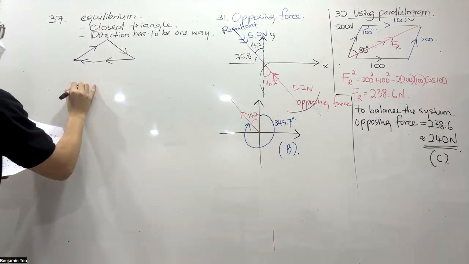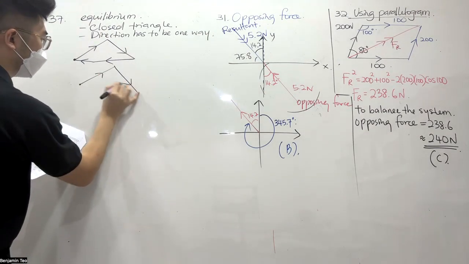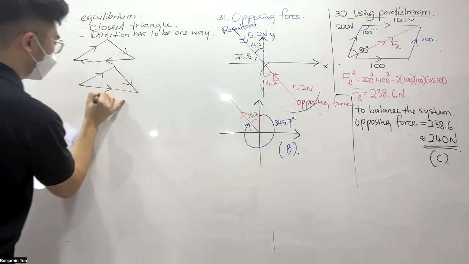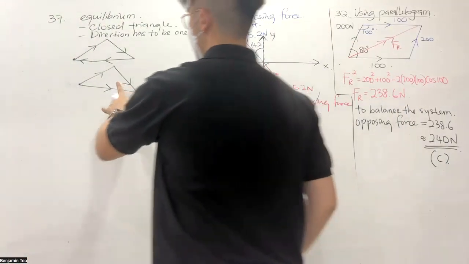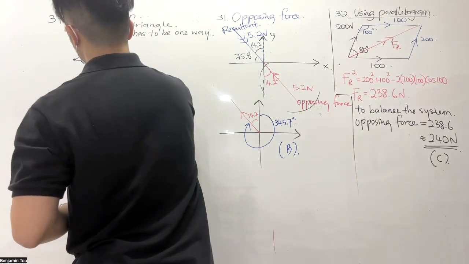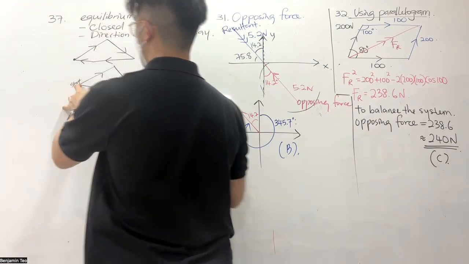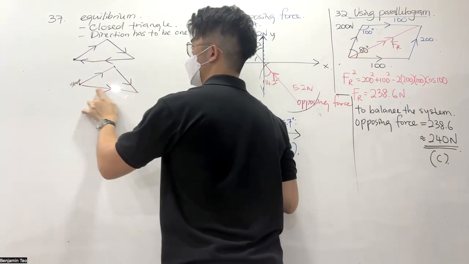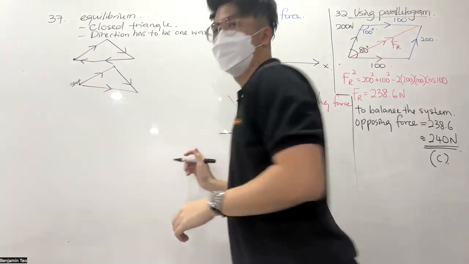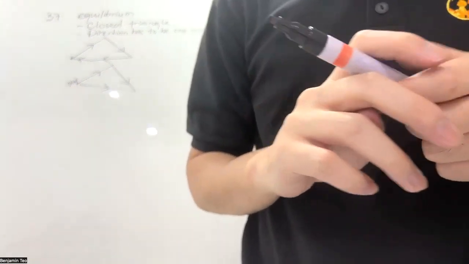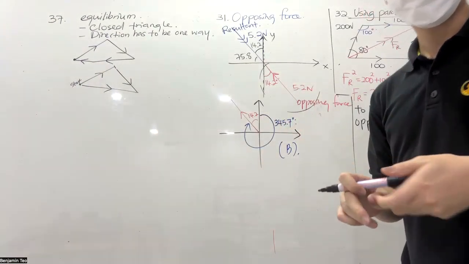If I do like this, here, and then suddenly this one like this, this is not equilibrium. Starting point, follow the direction. Here, it should be going back the opposite way. So this one is not in one direction. That is not an equilibrium system.